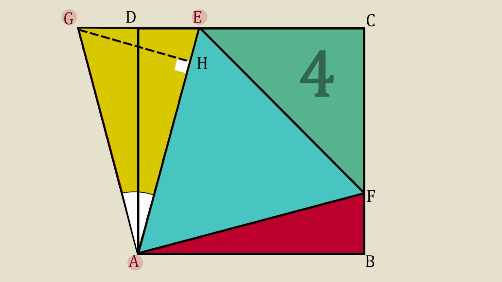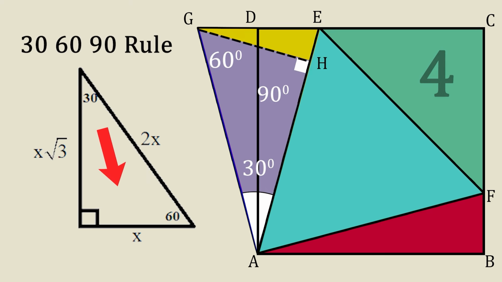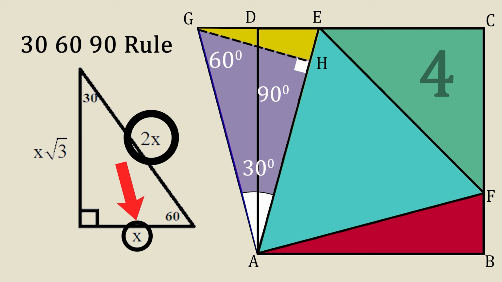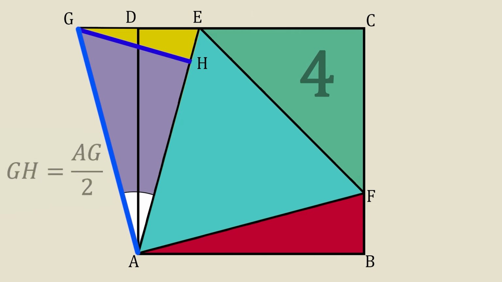If we look at the small triangle AGH, we have a 90-degree angle at H and a 30-degree angle at A. This means the last angle is 60 degrees. Now you can recall the 30-60-90-degree triangle rule. This rule states that the side opposite the 30-degree angle is always half the hypotenuse. In our case, the height GH is opposite, so the height GH is equal to the hypotenuse AG divided by 2. Now, let's put it all together.